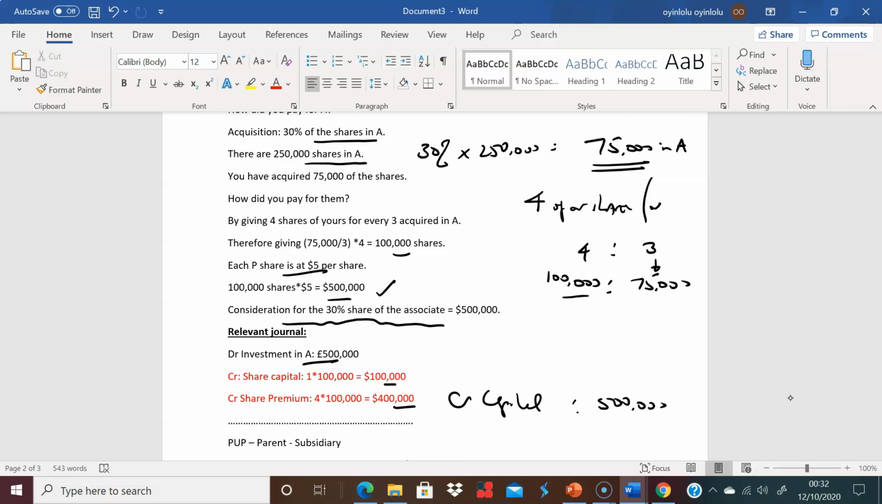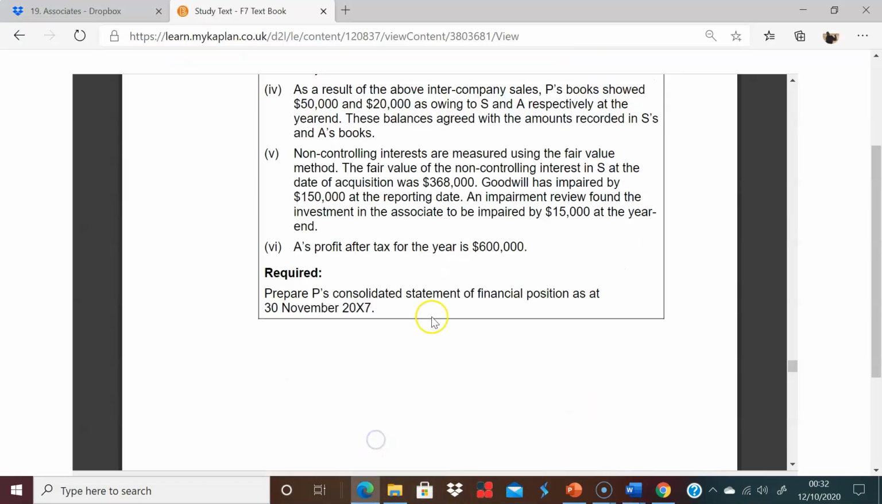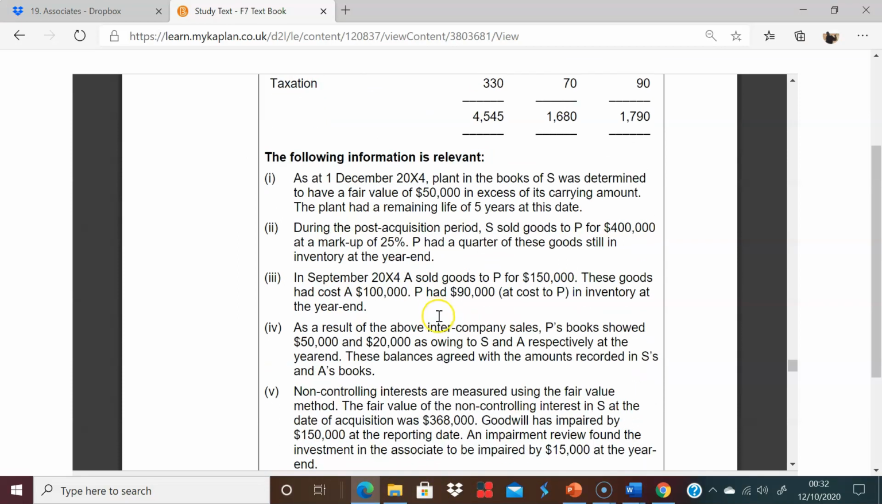Then, where was I? Yes, so let's come back up here. Let's start looking at some of the adjustments. I'm going to look at all the adjustments, but then focus on the ones that are important. So let's look at this one.